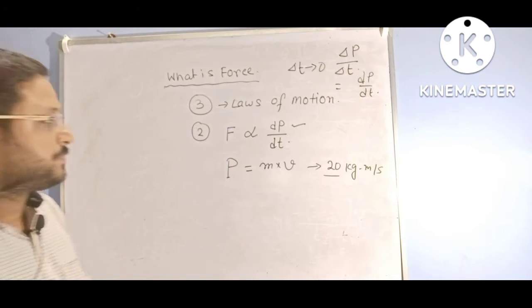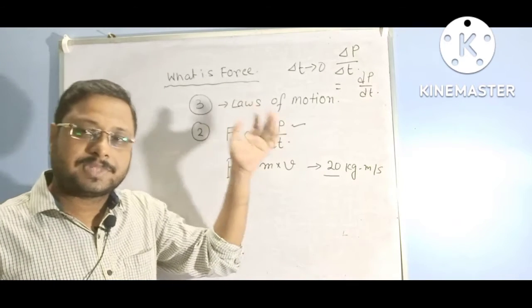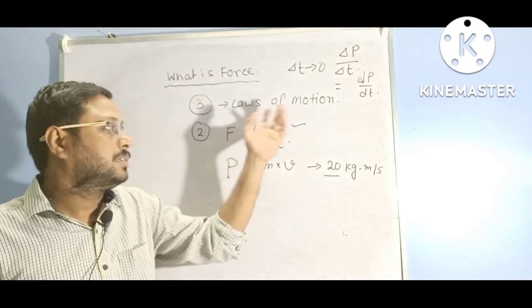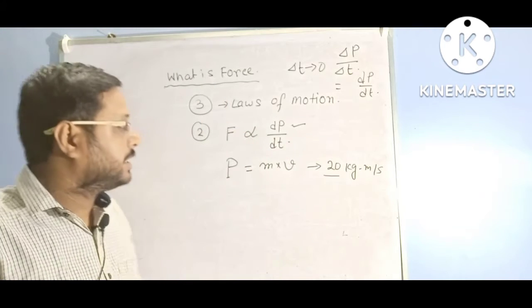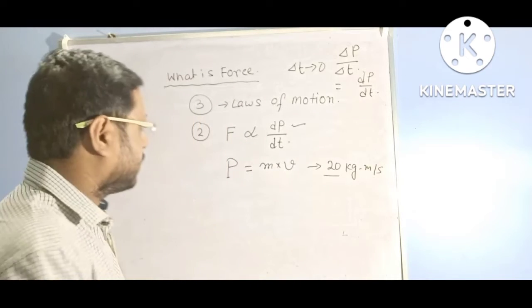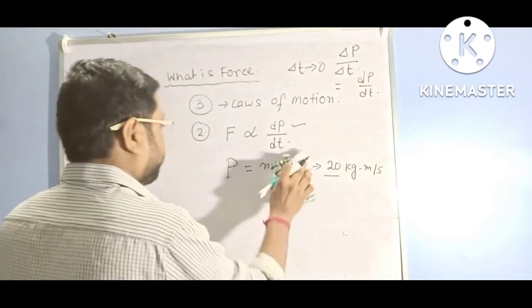But don't worry, it is not any cause of concern. You can easily do numericals. If you don't understand this, don't panic. You can do numericals easily. Then P equal to mv.